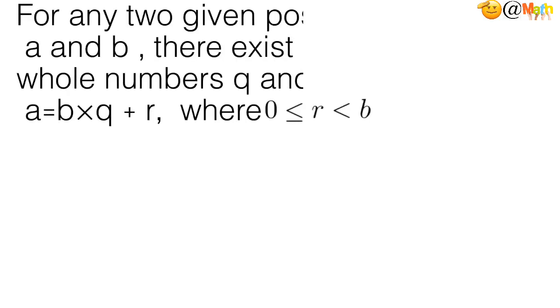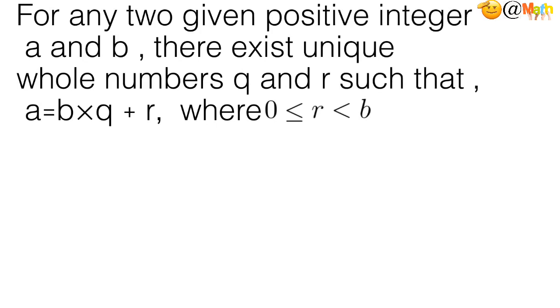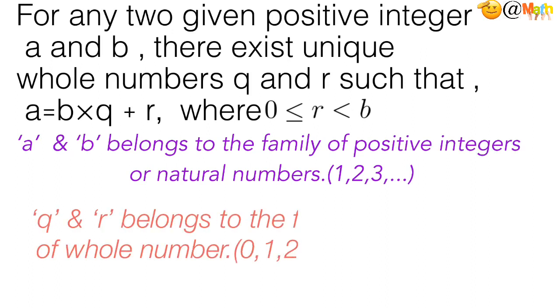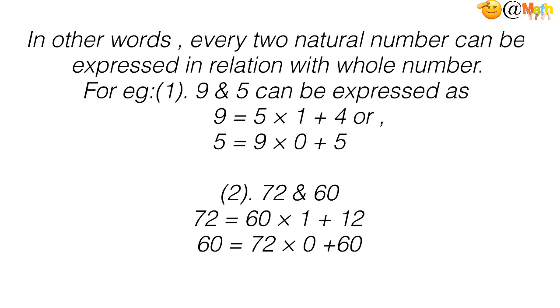According to Euclid's division lemma, for any two given positive integers a and b, there exist unique whole numbers q and r such that a is equal to bq plus r, where r is greater than or equal to 0 but less than b. a and b belong to the family of positive integers or natural numbers like 1, 2, 3 and so on. q and r belong to the family of whole numbers like 0, 1, 2, 3. In other words, every two natural numbers can be expressed in a relation with whole numbers.